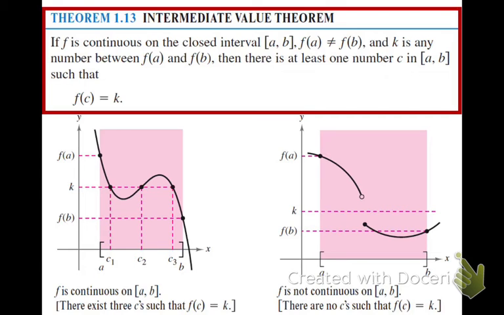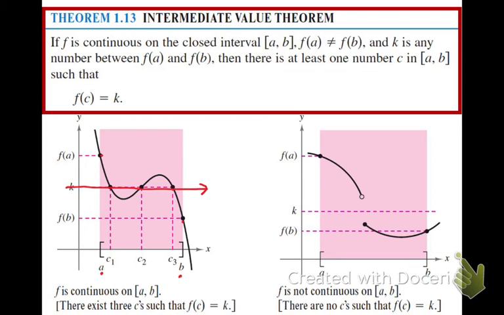So I'm telling you that over the closed interval a to b, this function is continuous. f of a does not equal f of b because f of a is clear up here and f of b is clear down here. So they don't equal. k is some random number here. And we actually have 3 times where the function has the same value. Do you see that? Yeah.